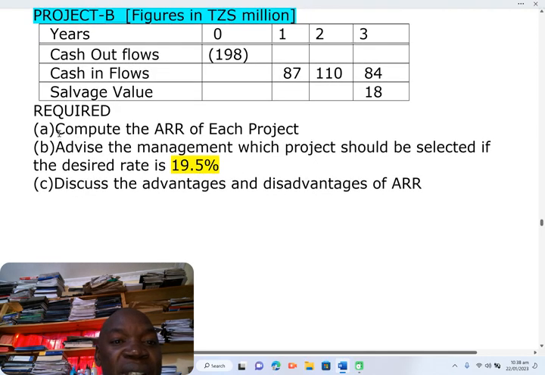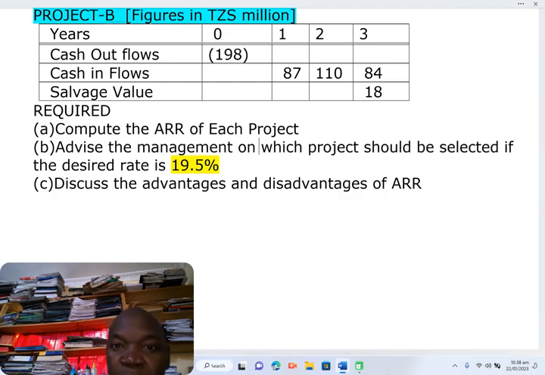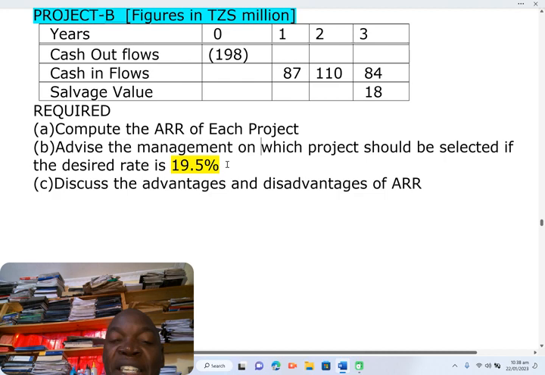Now compute the IRR of each project. Advise the management on which project should be selected if the desired rate is 19%. Discuss the advantages and the disadvantages of IRR.